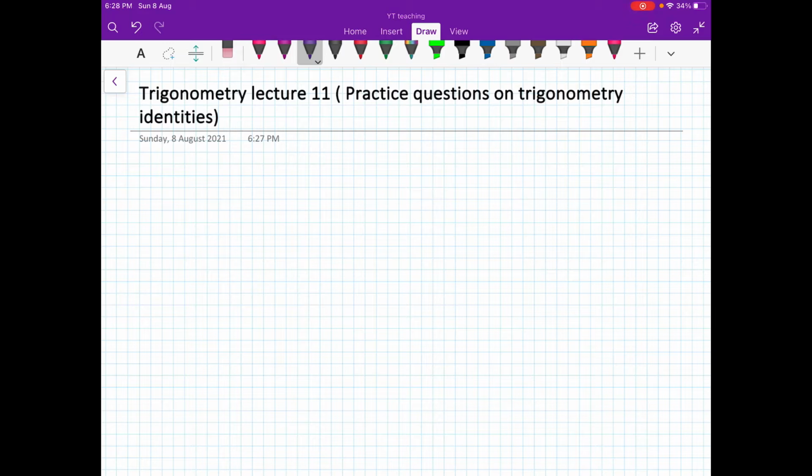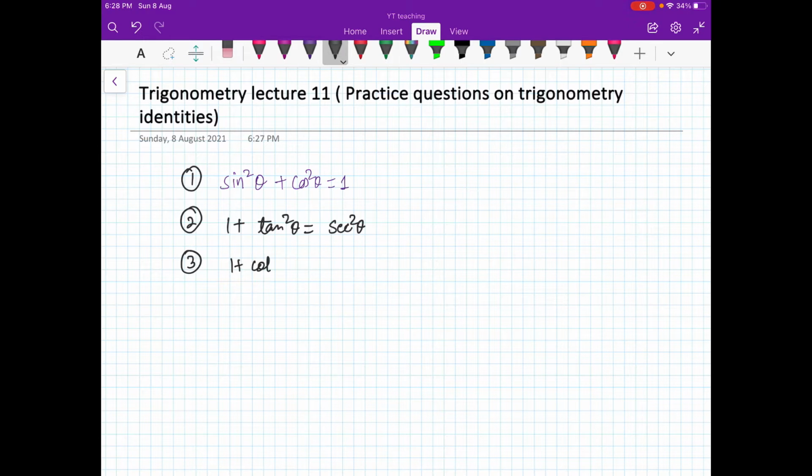Okay students, so what are the identities which we had derived in the last video? Sine square of any angle theta plus cos square theta is equal to 1. This is the first identity which we derived. The second one was 1 plus tan square theta is equal to secant square theta, and the last one we derived was 1 plus cot square theta is equal to cosecant square theta, right?